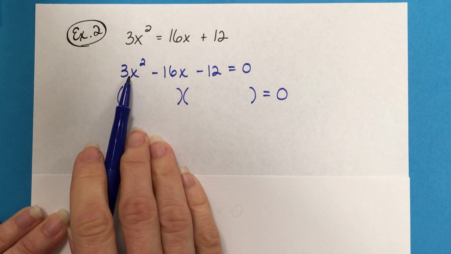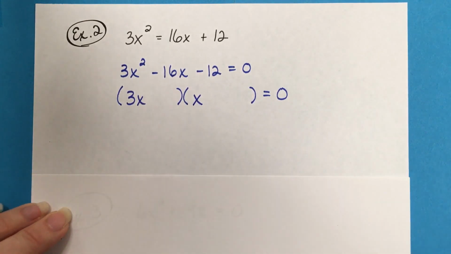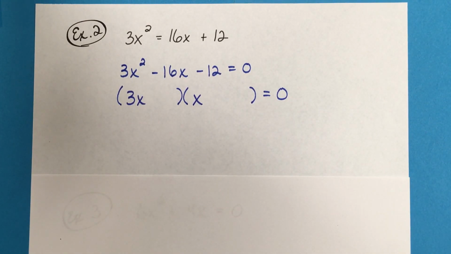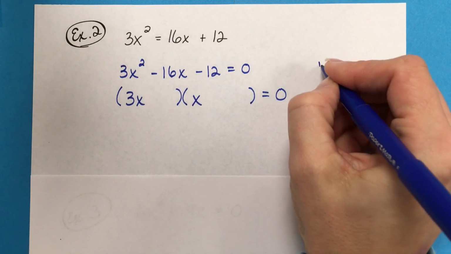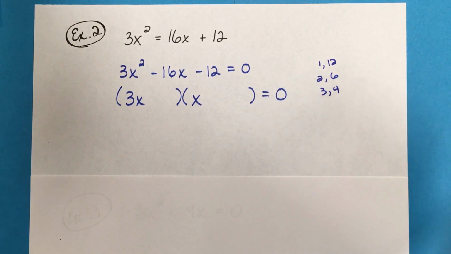Okay, now I don't have a choice with my first term but to go with 3x times x. Now with 12, you've got a few choices there, because you've got 1 times 12, 2 times 6, 3 times 4. So I'm just going to use a pencil for just a minute, so you might not want to write it down until we get the right combination.